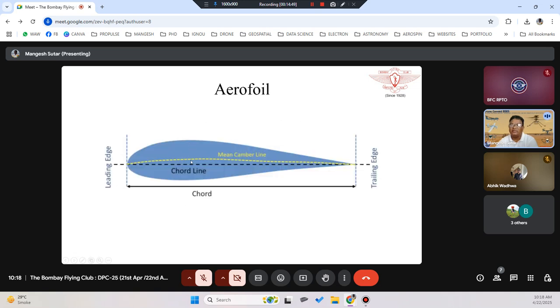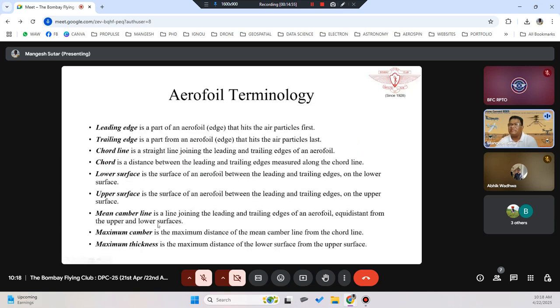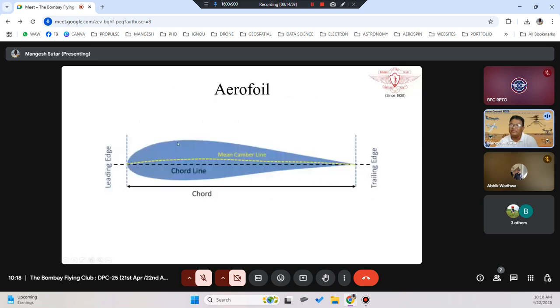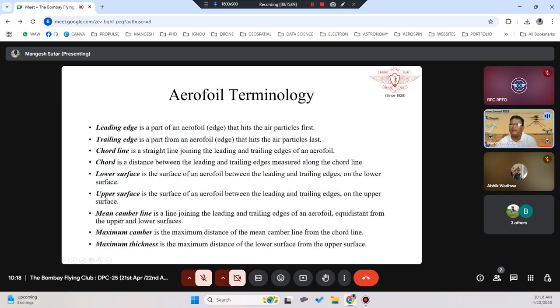Equidistance. This is the word: equidistance from the upper surface and the lower surface. So maximum camber is the maximum distance of the mean camber line from the chord line. So camber line का maximum distance कहाँ पे होगा? Somewhere here where the surface distance is more. Curve surface जहाँ पे ज़्यादा है वहाँ पे आपका camber line का distance ज़्यादा होगा या maximum camber line होगा वहाँ पे. Okay, और maximum thickness also.